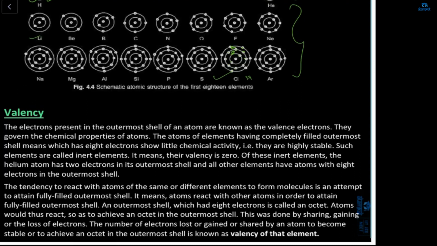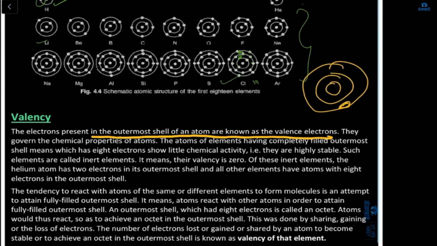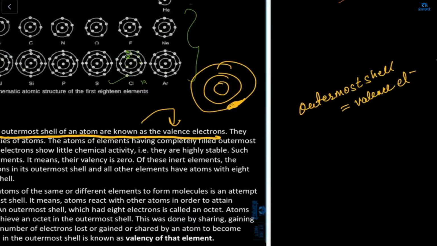Okay. Now we will go through this paragraph. So what is valency? The electrons present in the outermost shell of an atom are known as valence electrons. So this one is the outermost shell, and the electrons present in this shell are known as your valence electrons. Means your outermost shell is equal to your valence electrons. Correct?